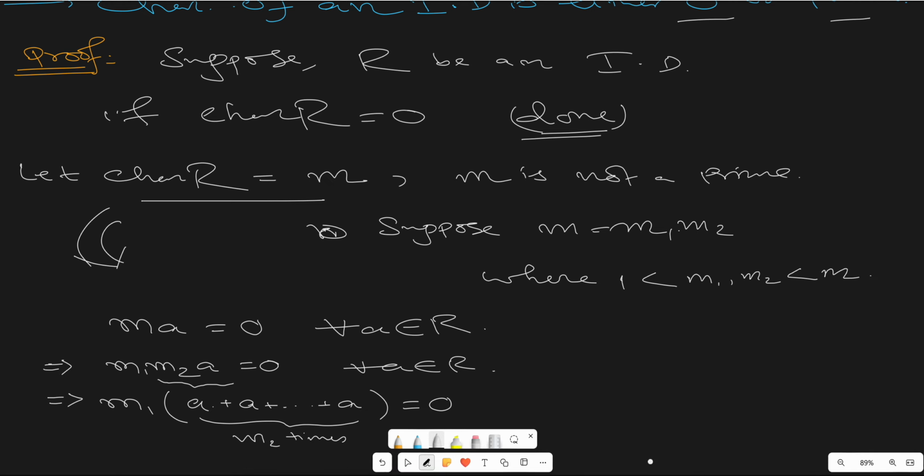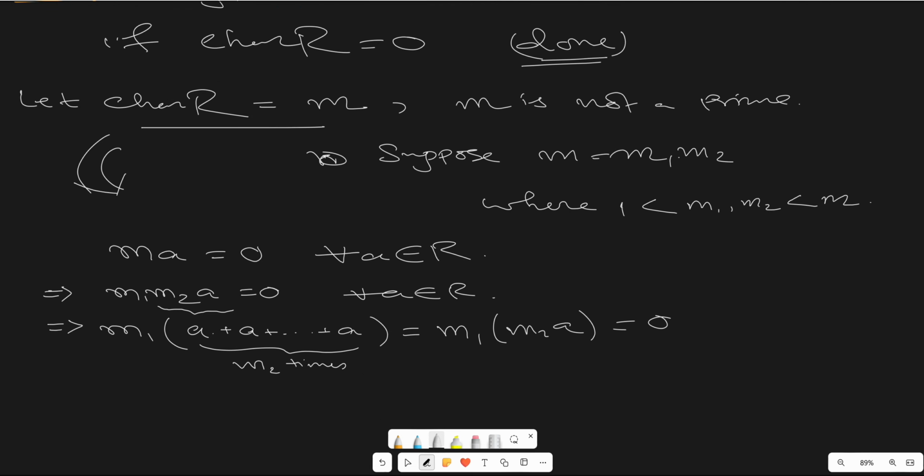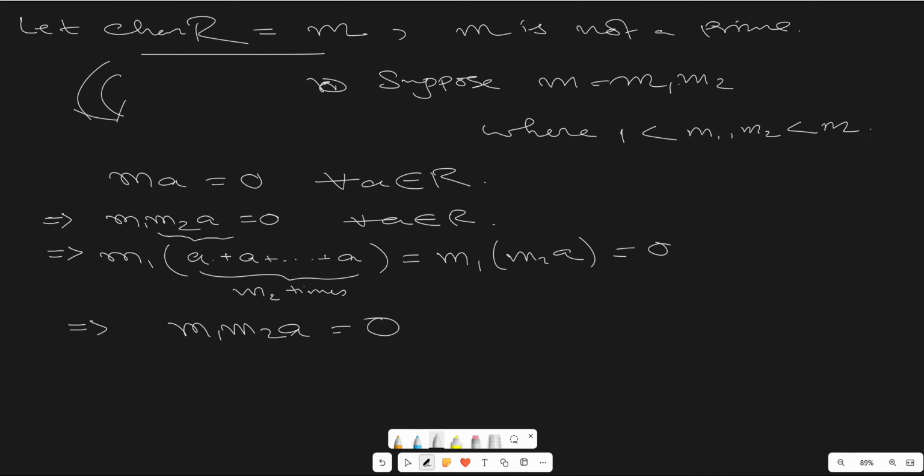Okay, that's, yeah, this is actually m1 times m2 of a, this is 0, right? This is 0, right? What does it mean? This means that m1 m2 a is 0, right? This is 0, right? Yes, so this is 0. So if it is 0, what does it mean?